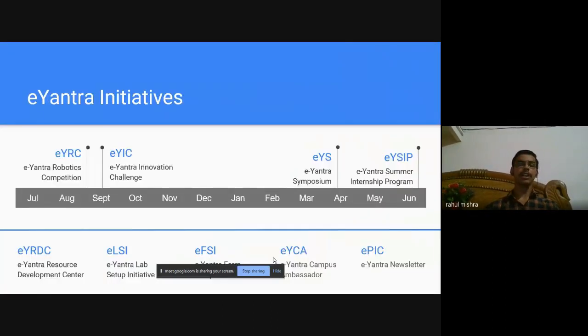Now moving on to the various initiatives e-Yantra provides. First started was the e-Yantra Robotics Competition, in which you compete with others all along the nation. I will discuss EYRC, but let's focus on the other things also. Then we have the e-Yantra Innovation Challenge, which is restricted to colleges that have eLSI labs. Then we have the e-Yantra Symposium, also restricted to eLSI labs. And then we have EYRC, in which an internship program is provided by e-Yantra.